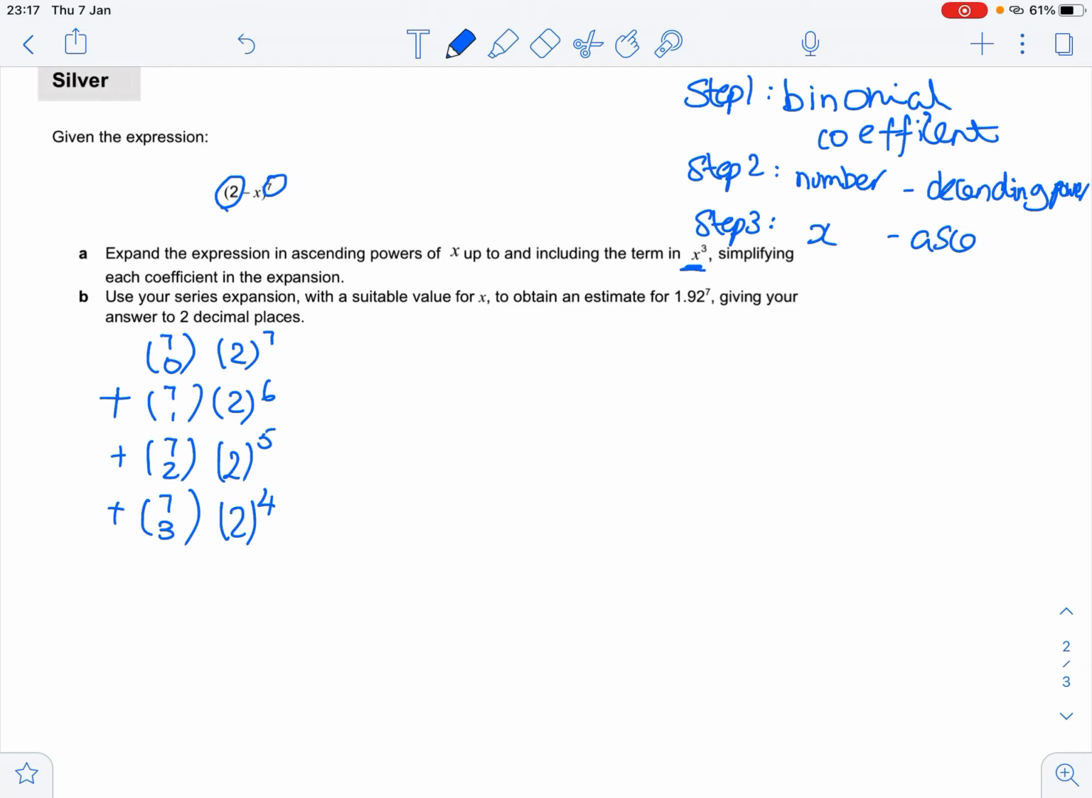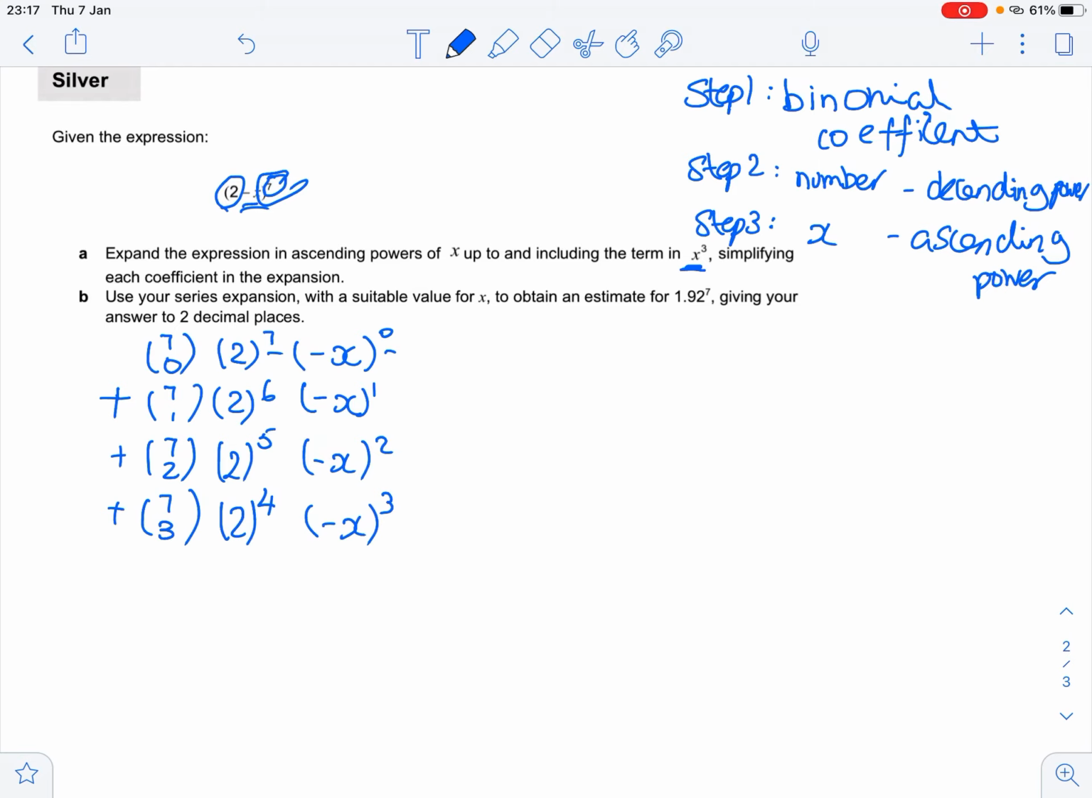Then step 3, we write x in ascending power. So remember, it's really important, it's negative x. So we must write negative x to the 0, negative x. The sign before the x is also really important. So minus x to the 1, minus x to the 2, minus x to the 3. So remember, the powers always add up to 7.